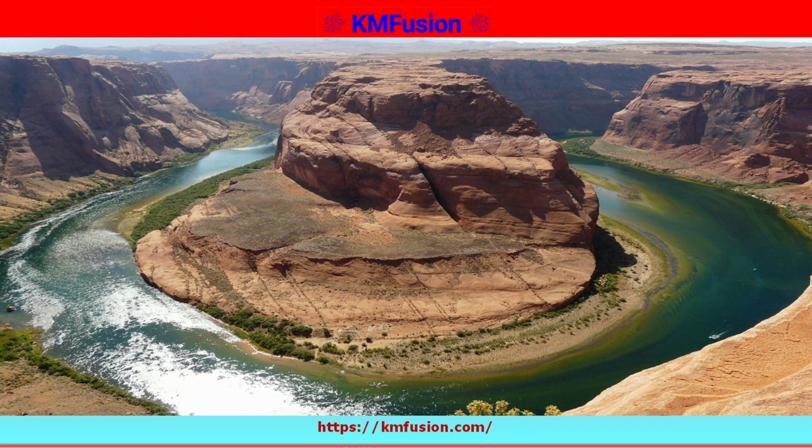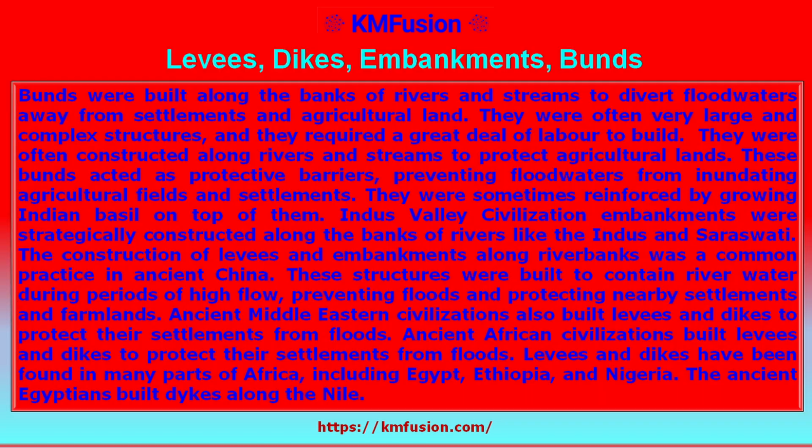Bunds were built along the banks of rivers and streams to divert floodwaters away from settlements and agricultural land. They were often very large and complex structures, and they required a great deal of labor to build. They were often constructed along rivers and streams to protect agricultural lands. These bunds acted as protective barriers, preventing floodwaters from inundating agricultural fields and settlements. They were sometimes reinforced by growing Indian basil on top of them.